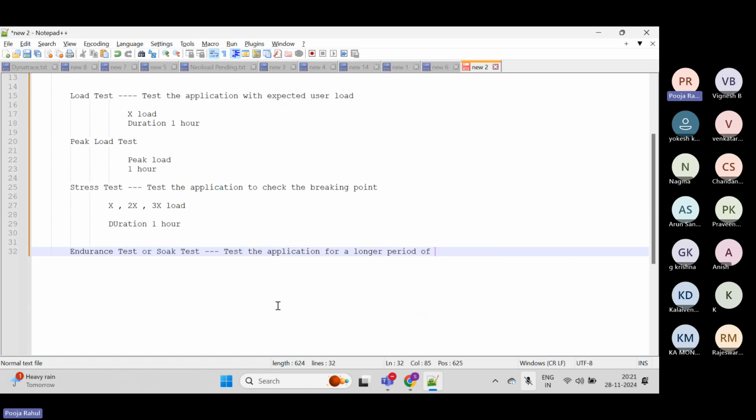Longer period of time to check for memory leaks. So in this type of test, we are going to test our application for a longer period of time.